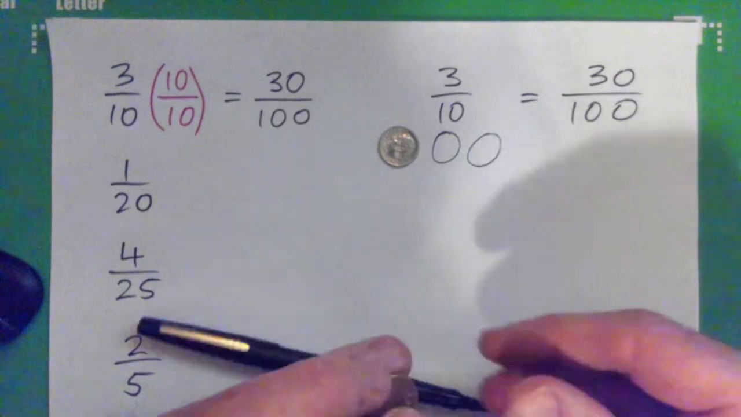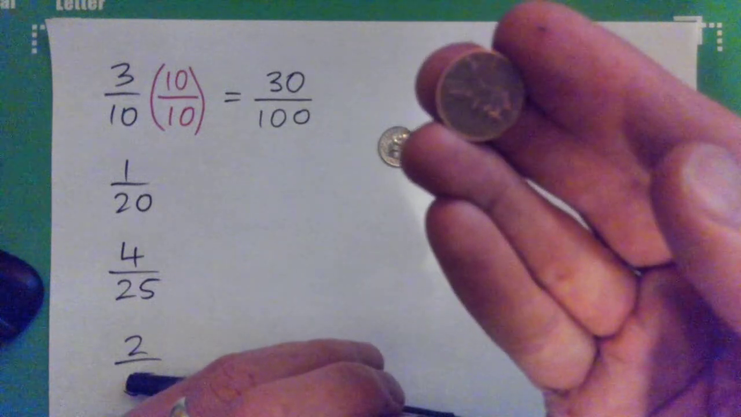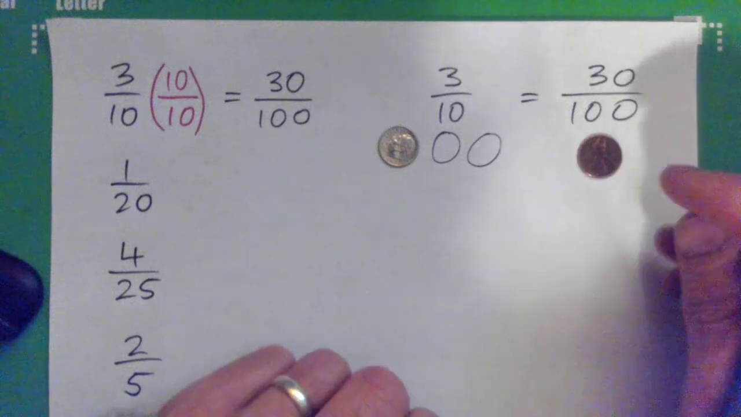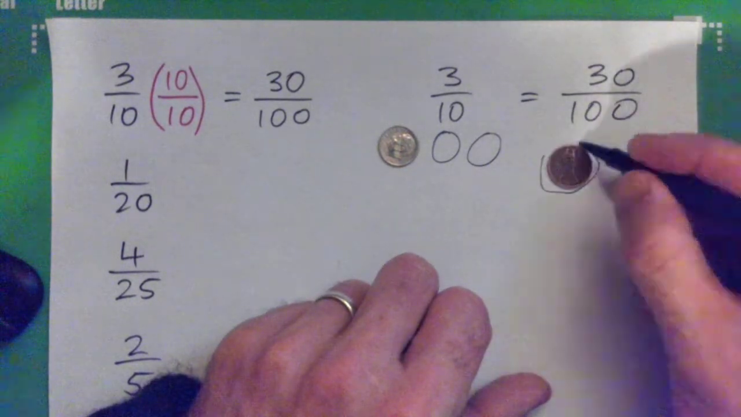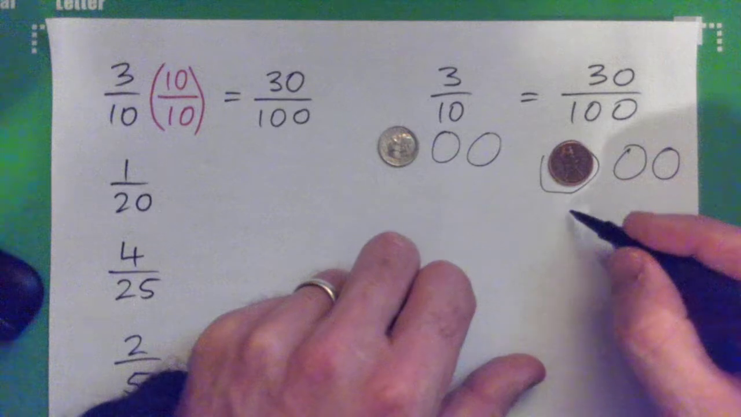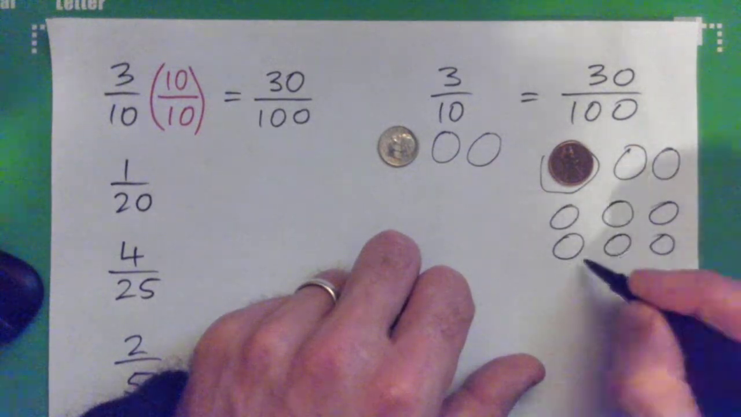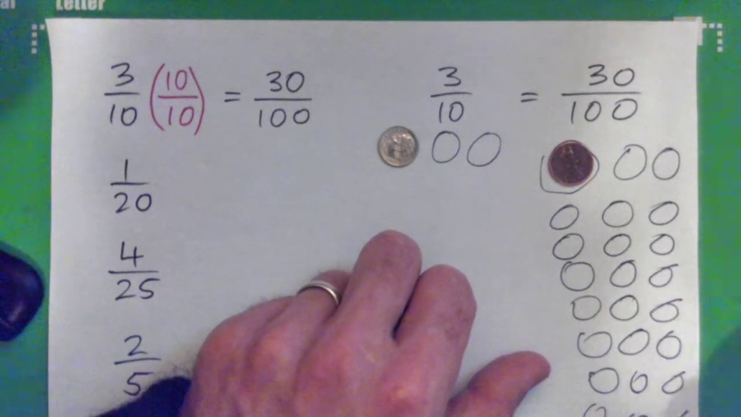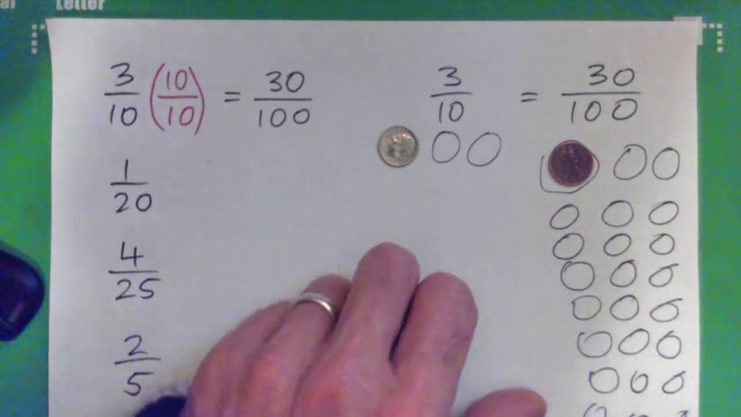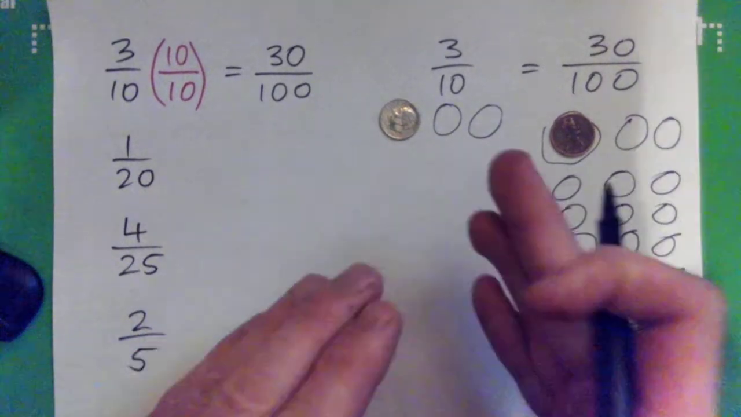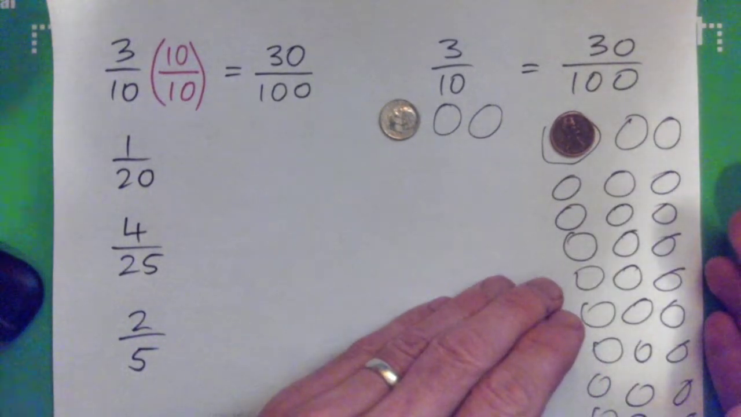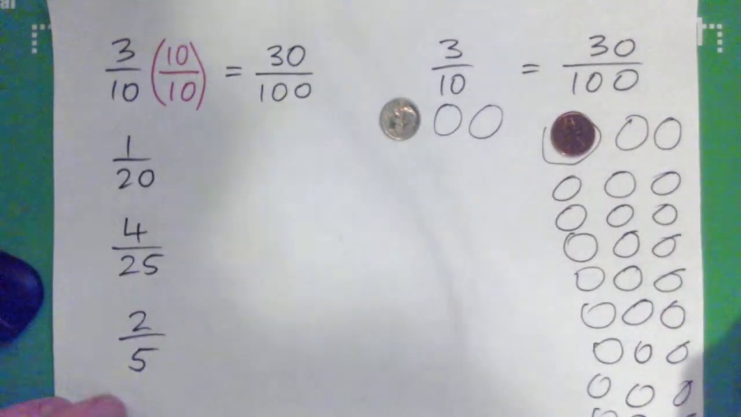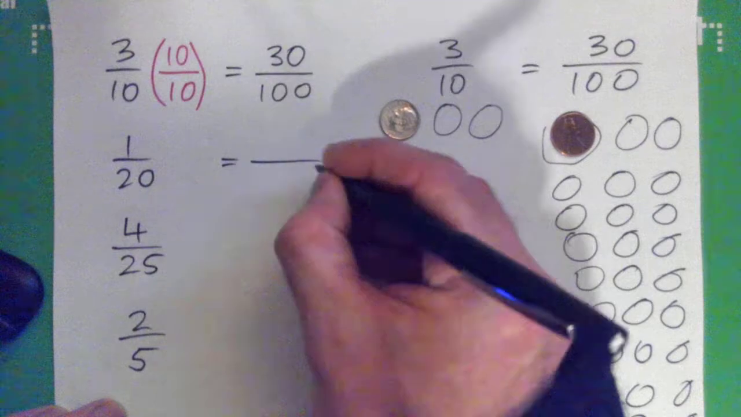30 hundredths is like this. Look, that's a penny, right? See that? 30 pennies. So it'd have like 1, 2, 3, 4, 5, 6, 7, 8, 9, 10, and so on up to 30 pennies, right? But 3 dimes is the same thing as 30 pennies, right? That's the key concept, these equivalent fractions. Same quantity.